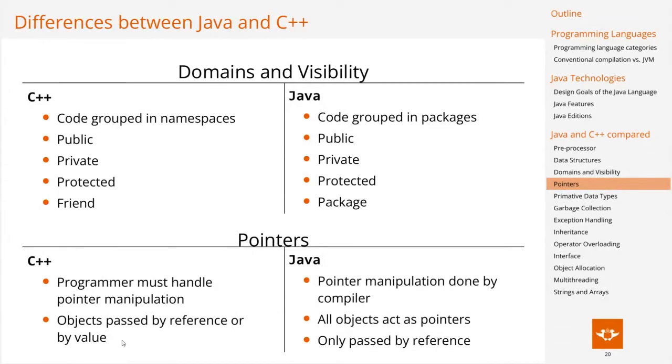In Java, we don't have friend. We have something called package. And you'll see that how we group namespaces, the equivalent in Java, is called packages.